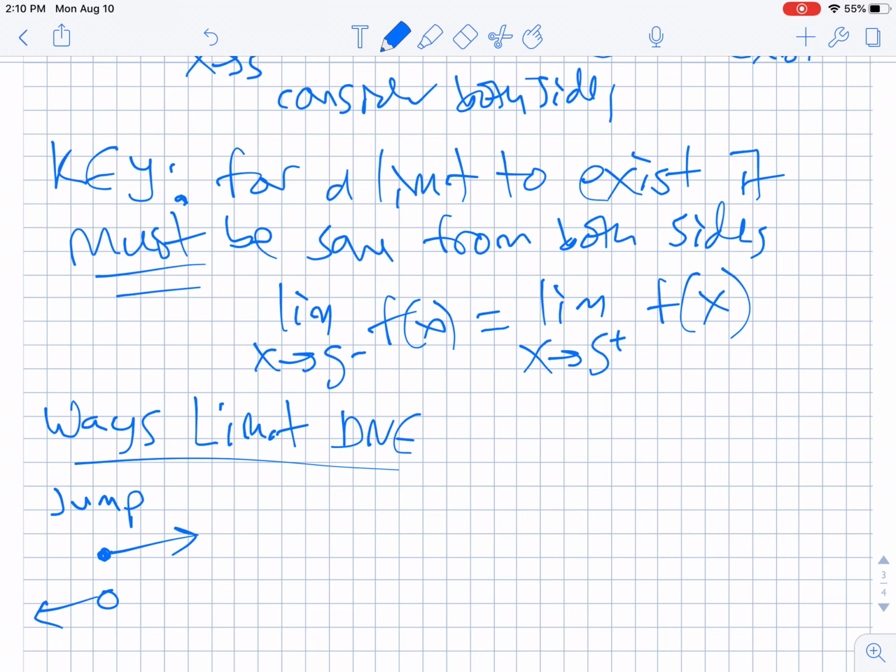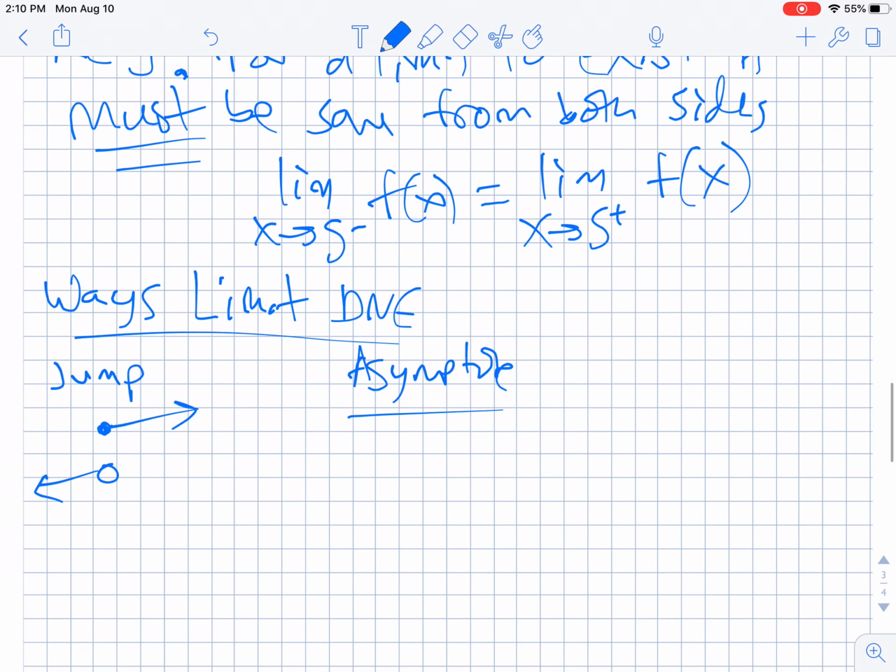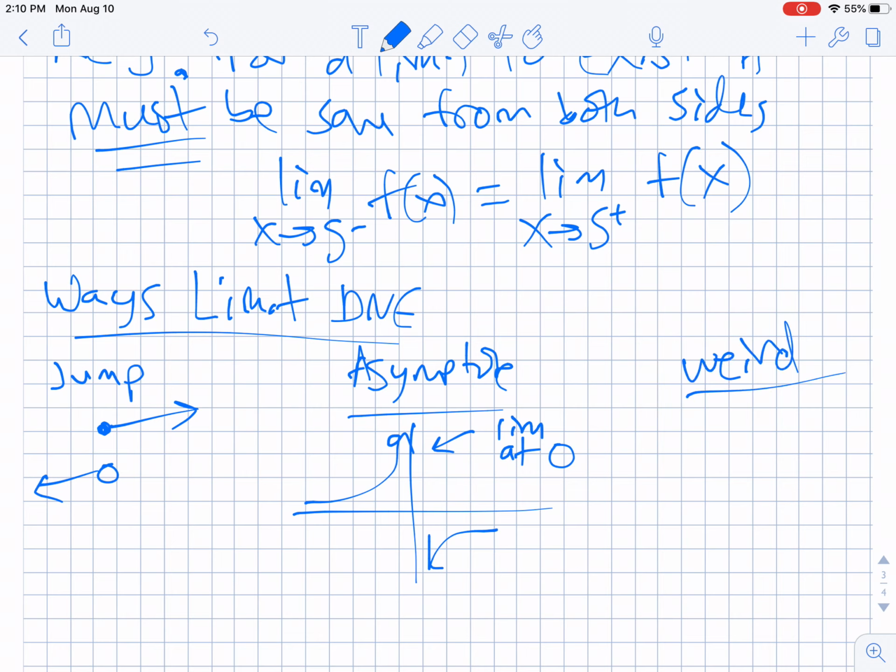You could have an asymptote. So in the case of an asymptote, what that would look like is, say you had a graph like 1 over x. If you ask for this limit at 0, it doesn't exist, right? It's going to positive infinity on one side, it's going to negative infinity on the other side. Okay, and the other case is if you have something really weird. So something really weird is, for example, sine of 1 over x at 0.